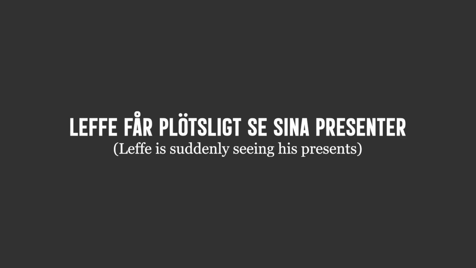Leffe får plötsligt se sina presenter, which means he's not suddenly allowed to do it. Right? He's not suddenly allowed to see his presents. He is not allowed in this case. It's something he suddenly recognizes, or he sees it with his eyeballs, right? It's a weird meaning. Yeah. So it's something we just use in Swedish. Plötsligt fick han se en kvinna. Suddenly he sees a woman, right? It just means this. You suddenly see, or you hear, or you feel something, or you taste something, etc.